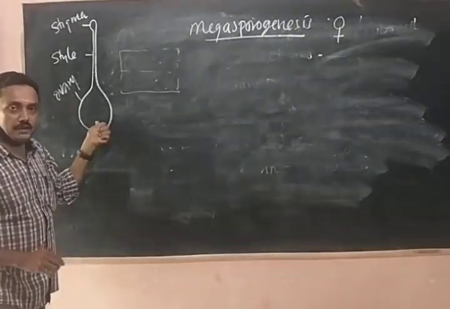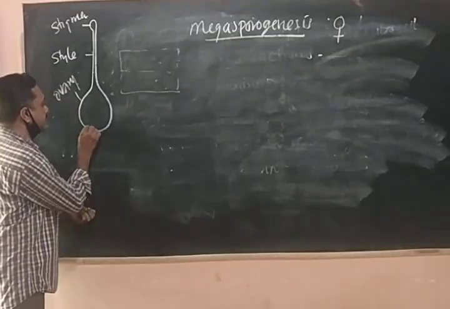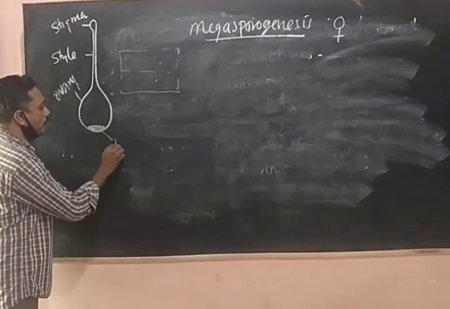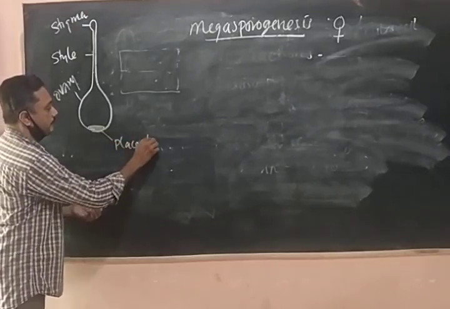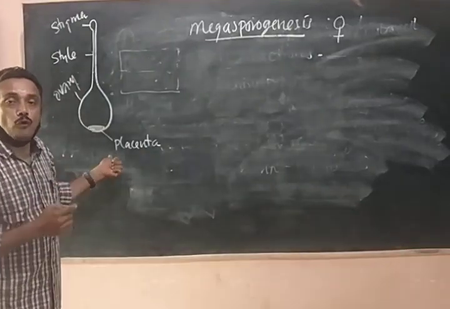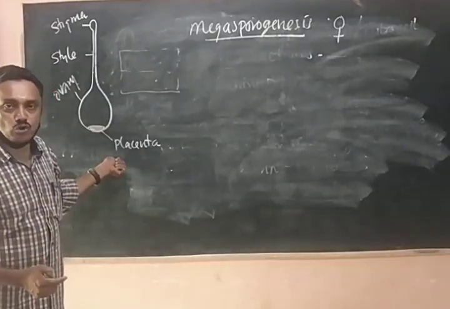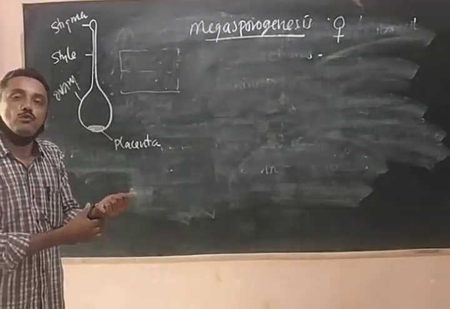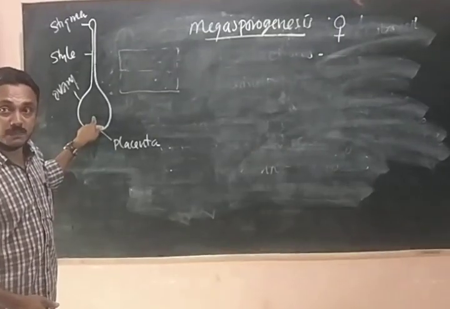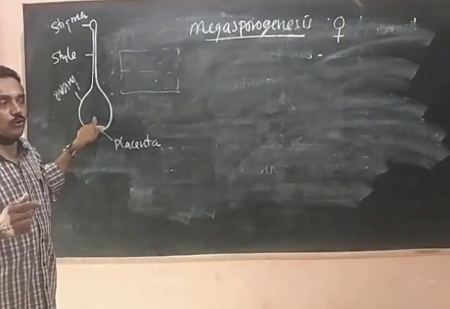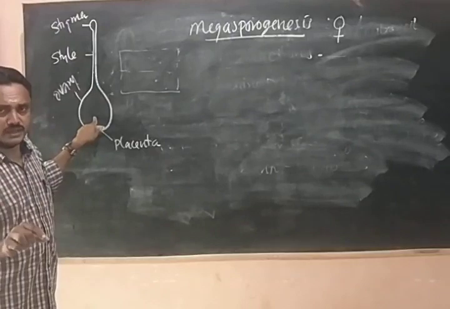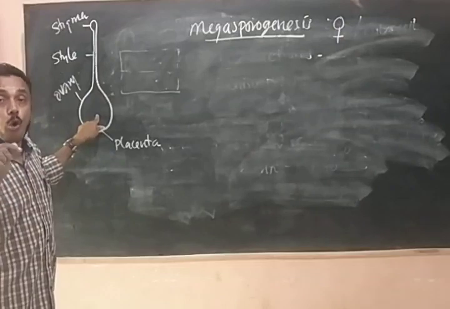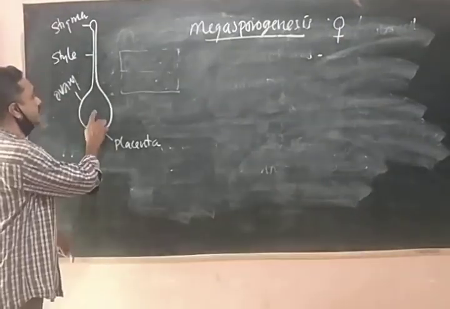And inside the ovary, there is a sterile tissue called the placenta. On the placenta, ovules are arranged. We have seen this in first year taxonomy when studying the gynoecium. The arrangement of ovules on the placenta is called placentation. We have seen 4 or 5 types of placentation in the first year. So megasporogenesis, the development of the female gamete or ovule, takes place inside the gynoecium.